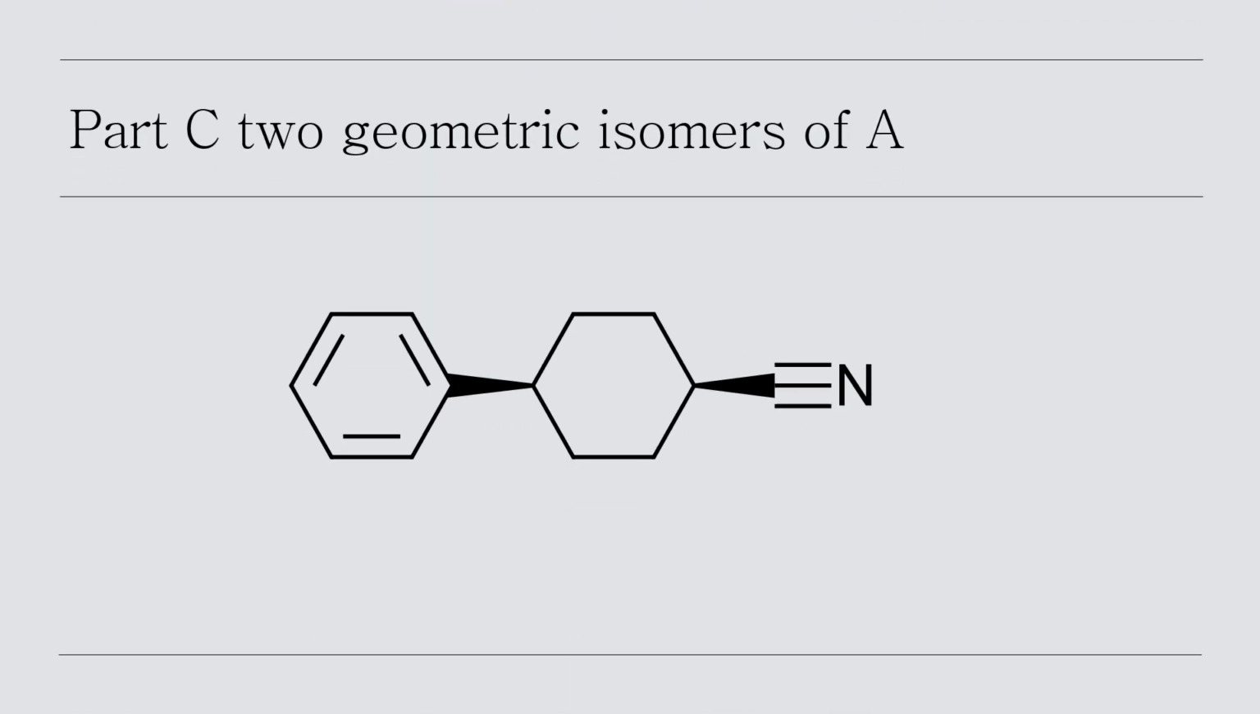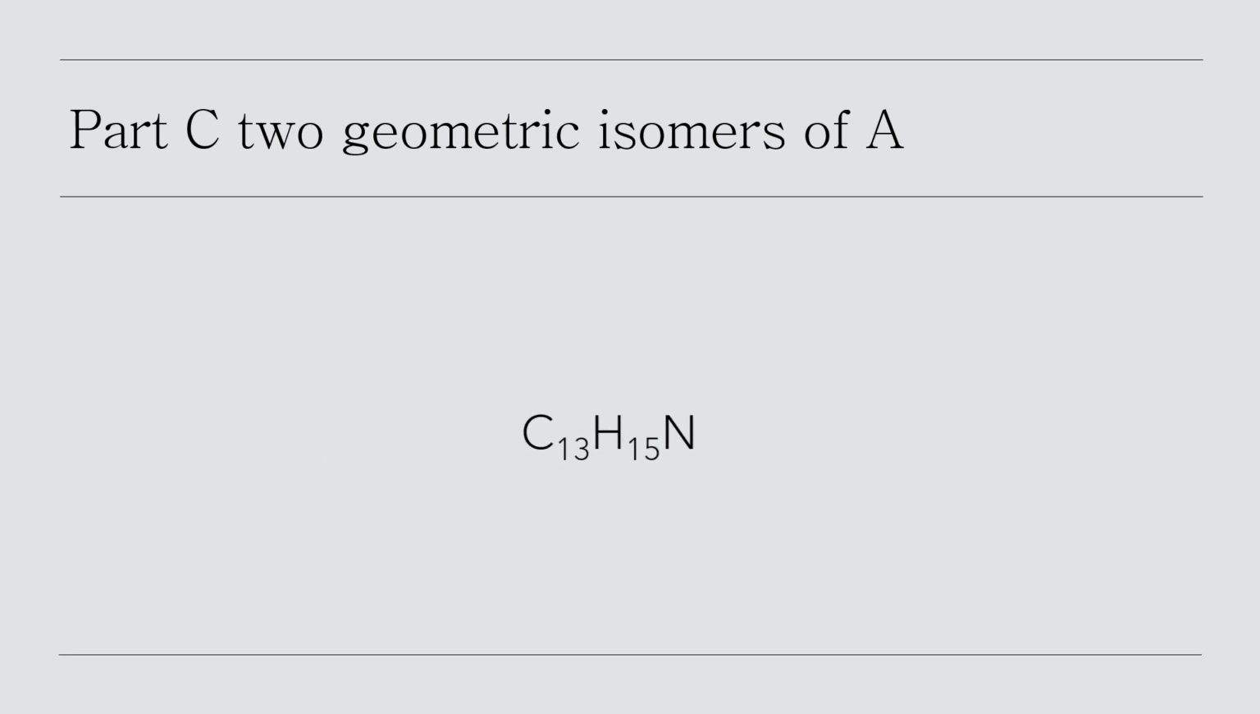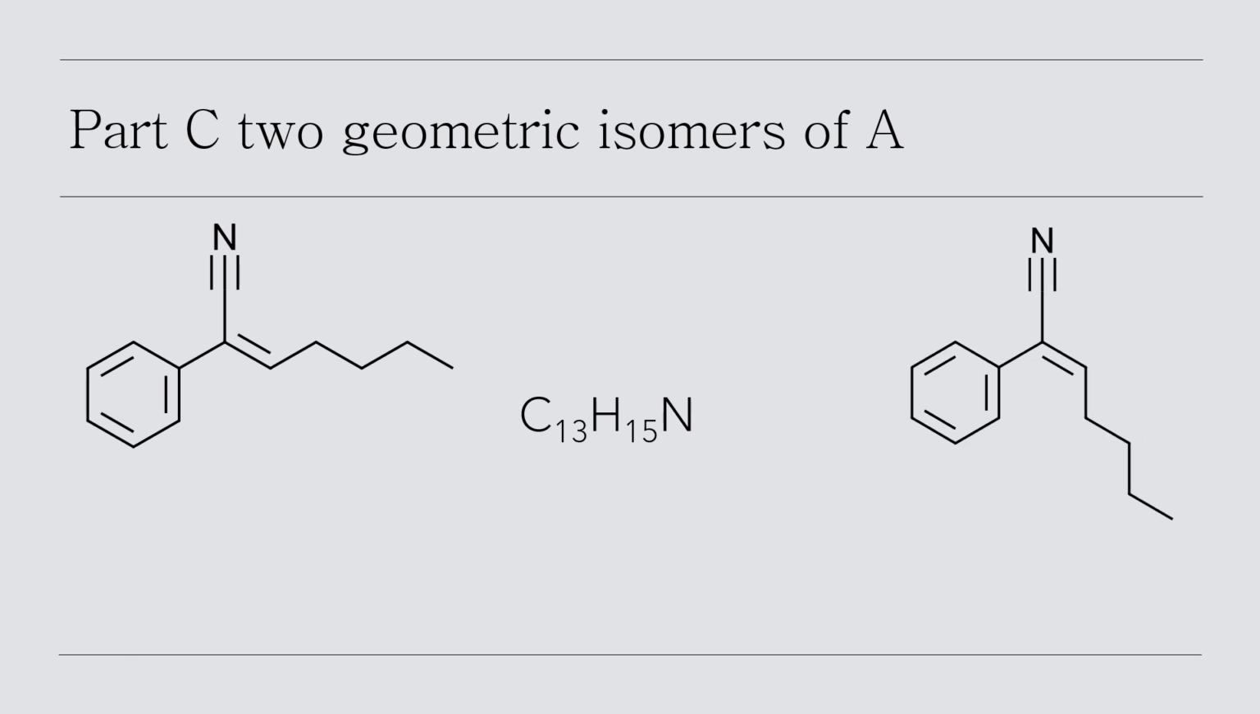To work out geometric isomers, which we needed for part C, we first need the formula of A, which is C13H15N. A geometric isomer is a type of structural isomer, which means it has the same formula but a different connectivity. We then take this formula that we've worked out and we draw the structures with a double bond that have the same formula as before.